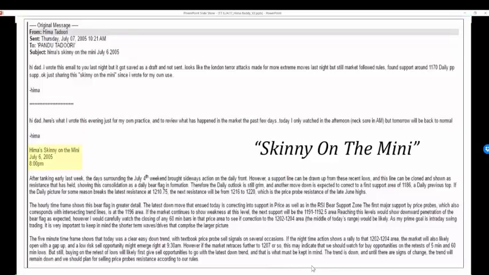So in 2005, I started forwarding them to my dad every day. I called them the skinny on the mini because, hey, it's the E-mini, and I'm trying to get the lowdown and the key points of the day. So that was the name I coined, and I started sending them out on a regular basis.